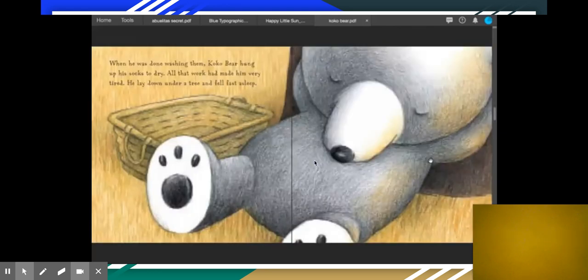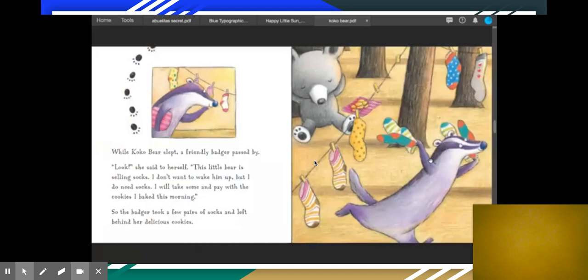When he was done washing them, Koko Bear hung up his socks to dry. All that work had made him very tired. He lay down under a tree and fell fast asleep. While Koko Bear slept, a friendly badger passed by. Look, she said to herself, this little bear is selling socks. I don't want to wake him up, but I do need socks. I will take some and pay with the cookies I baked this morning. So the badger took a few pair of socks and left behind her delicious cookies.